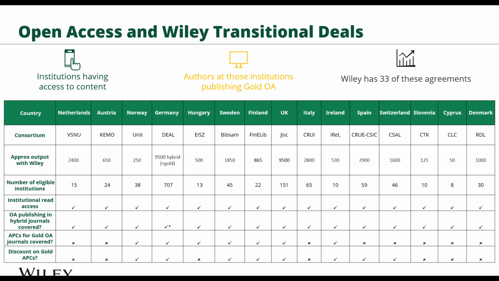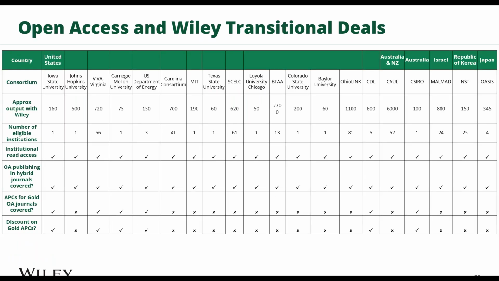So what agreements does Wiley have in place at the minute? You can see on this slide that Wiley has many of these deals in Europe, and these cover hundreds of institutions. But we also have a number in other parts of the world. So here you can see that we have agreements in the US, as well as ones in Australia, New Zealand, Israel, Korea, and Japan.